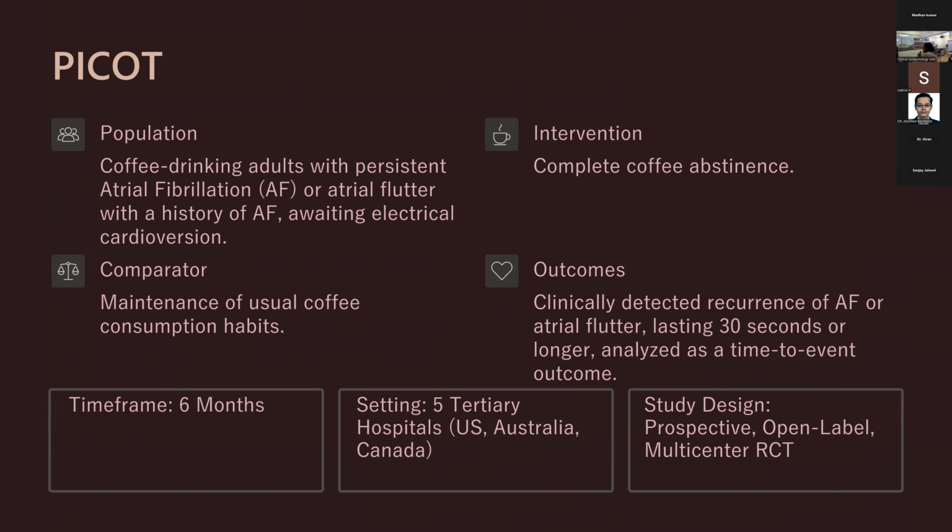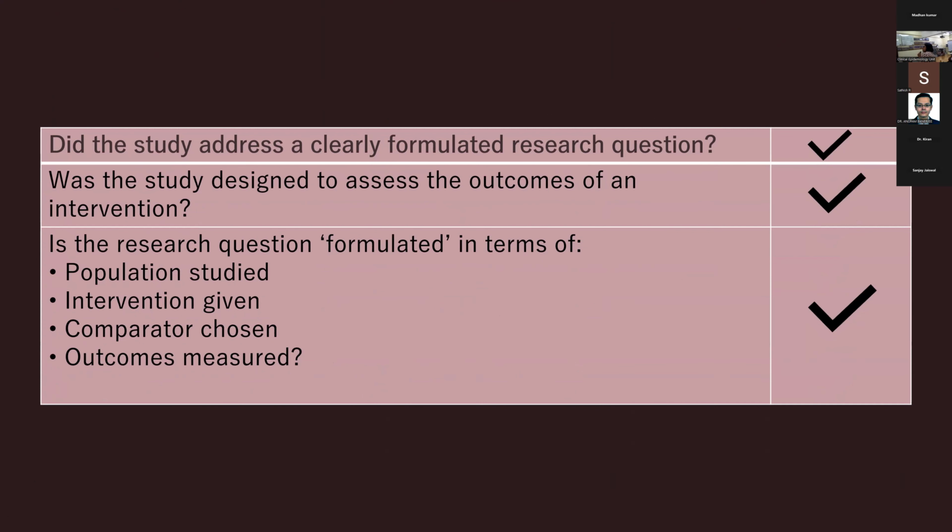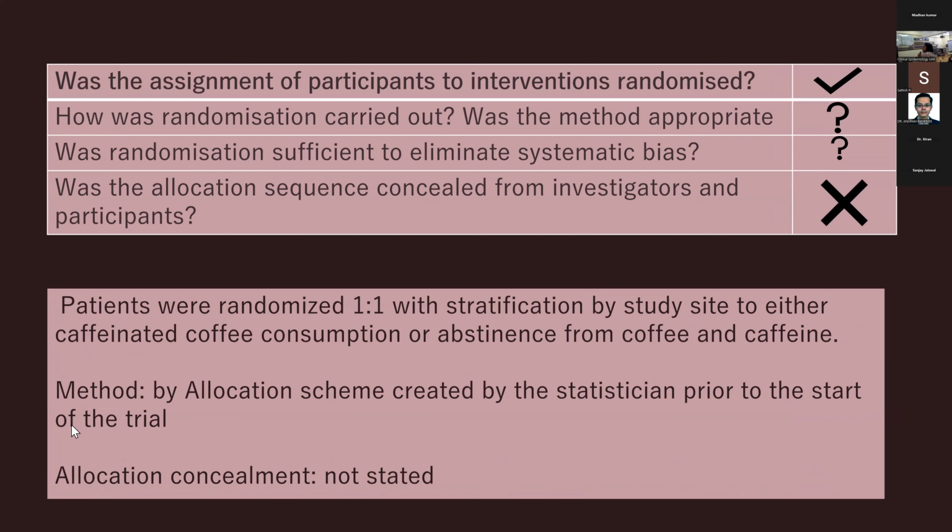The intervention is complete coffee abstinence, comparator maintenance of usual coffee consumption habits, outcomes clinically detected recurrence of atrial fibrillation or atrial flutter lasting 30 seconds or longer, analyzed as a time to event outcome. The time frame was 6 months. Setting, 5 tertiary hospitals in US, Australia, and Canada. The study design is a prospective, open label, multi-center, randomized control trial. So the study did address a clearly formulated research question.